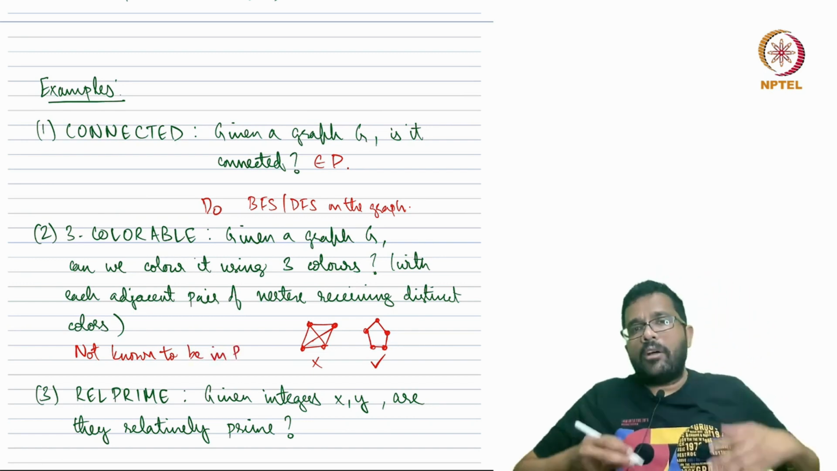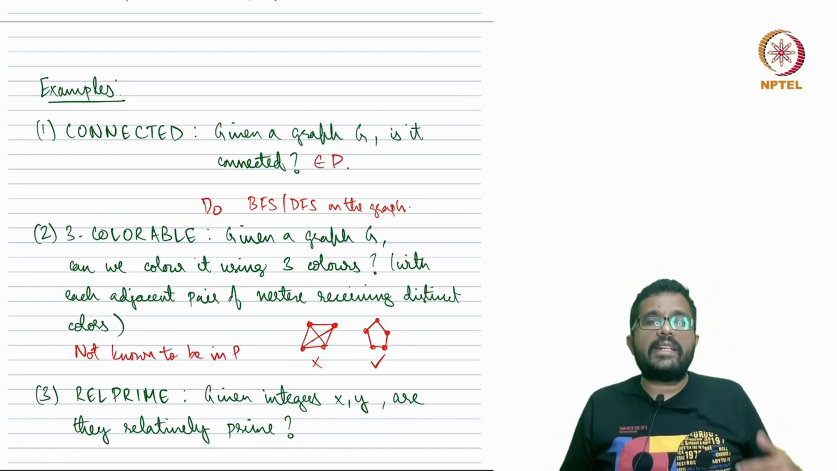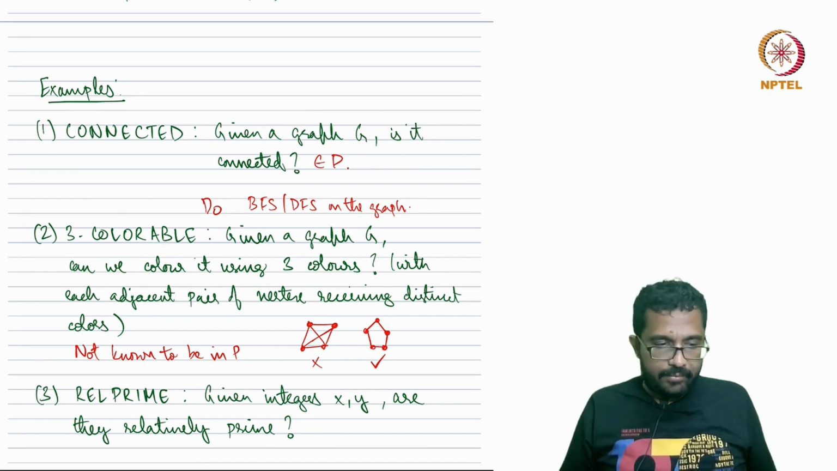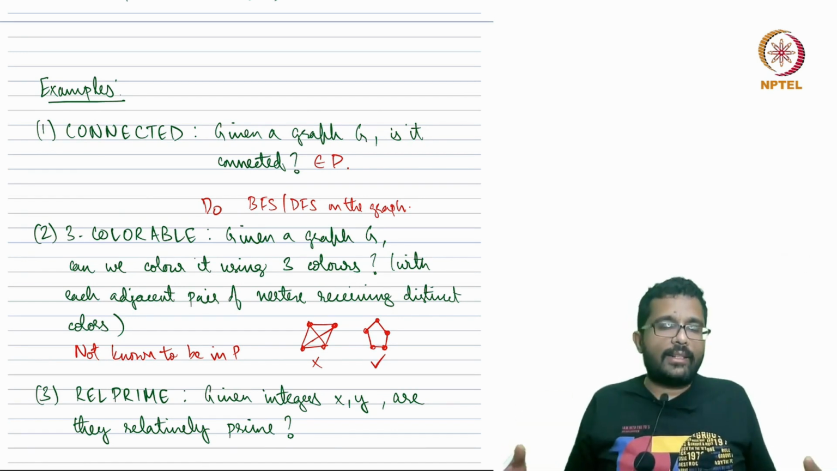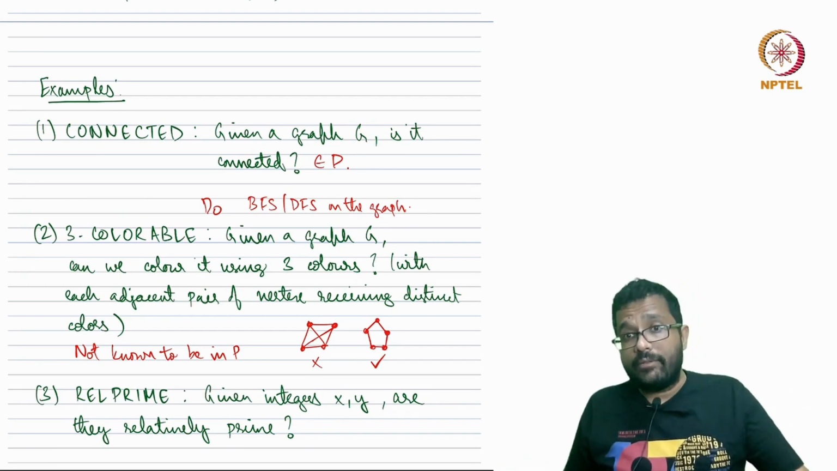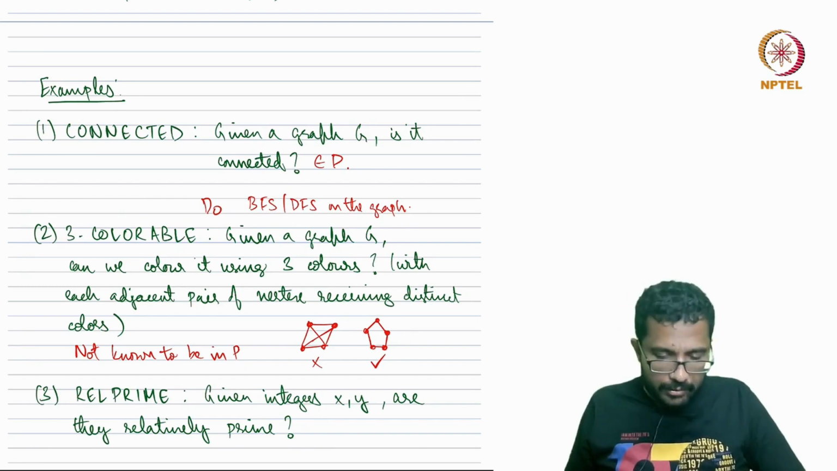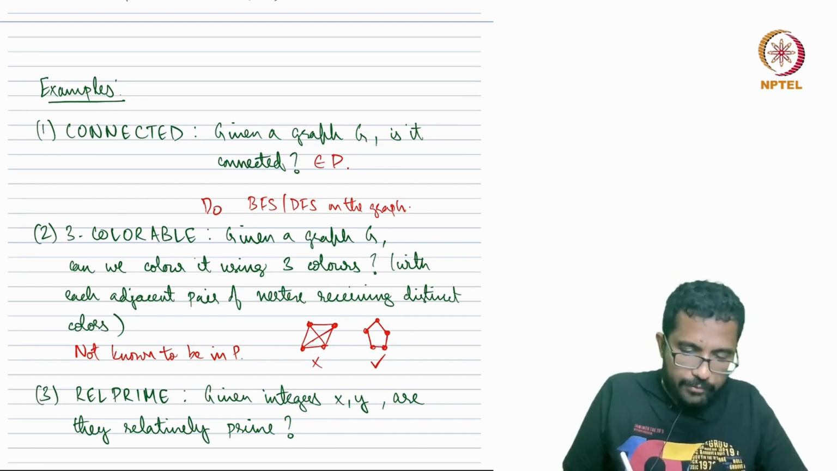Of course, you can try all possible three colorings, but that takes exponential time, right? If the graph has n vertices, to try out all possible colorings using three colors, it takes 3 power n time. That is 3 power n, which is not polynomial, right? There is no known polynomial time algorithm for this problem.